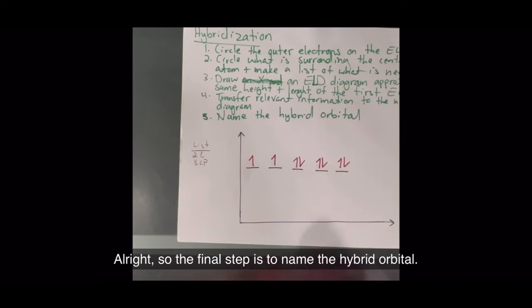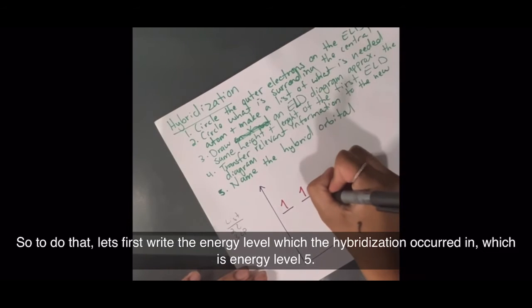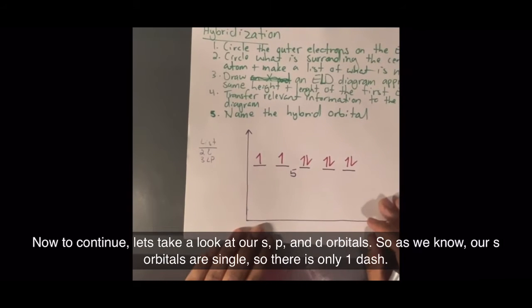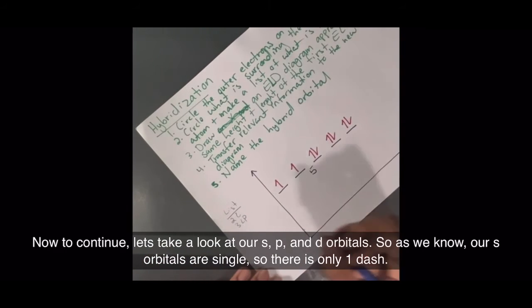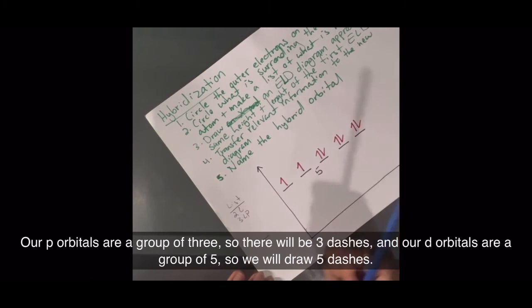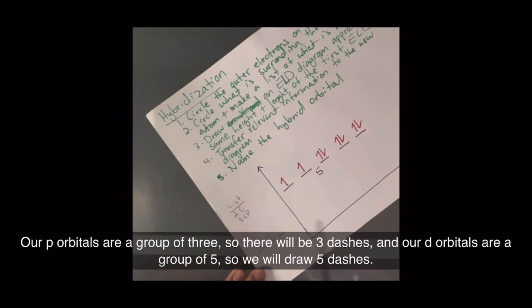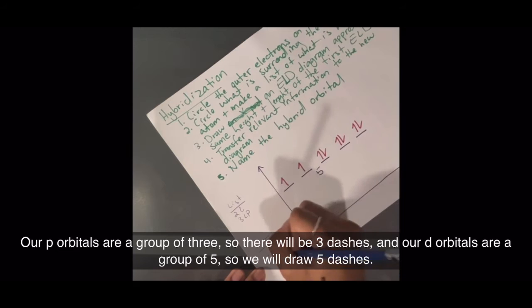Alright, so the final step is to name the hybrid orbital. So to do that, let's first write the energy level which the hybridization occurred in. So that is energy level 5. Now to continue, let's take a look at our s, p, and d orbitals. So as we know, our s orbitals are single, so there's only 1 dash. Our p orbitals are a group of 3, so there will be 3 dashes. And our d orbitals are a group of 5, so we will draw 5 dashes.